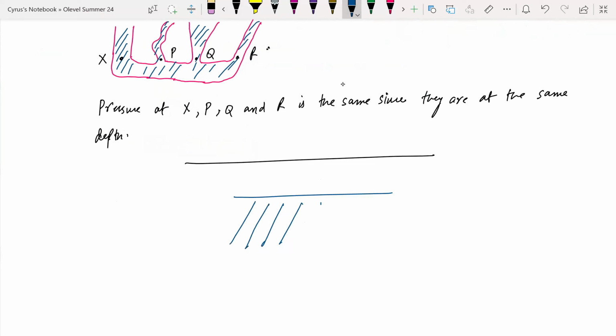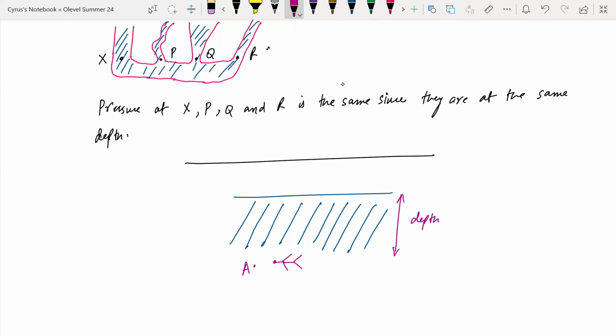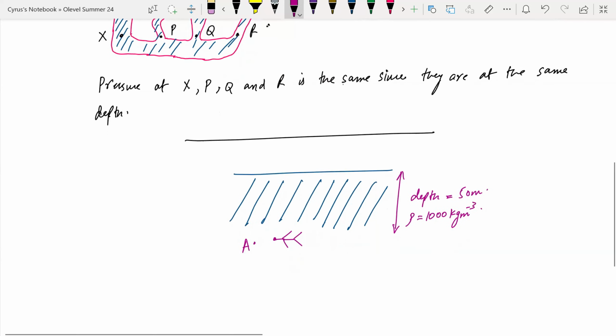So मेरा आपसे question है, let's say we have here a water body like this. And we have something of this sort. This person is swimming here. I'll call this point A. Let's say the depth at this point is 50 meters. And the density is 1000 kilogram per meter cube. Atmospheric pressure is acting from here. I'll call this P naught. This is the atmospheric pressure.